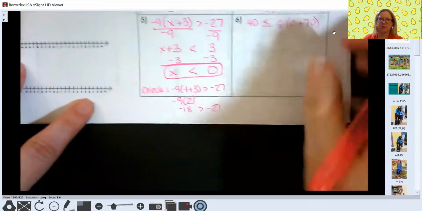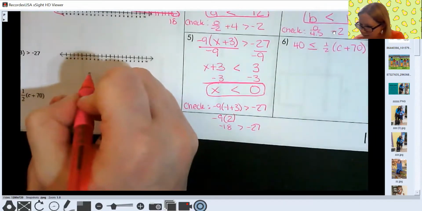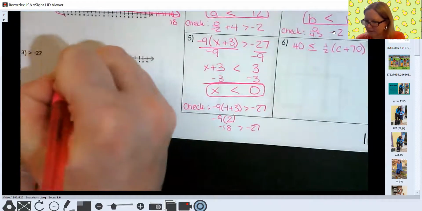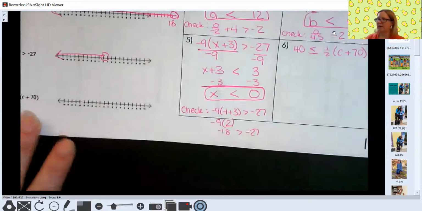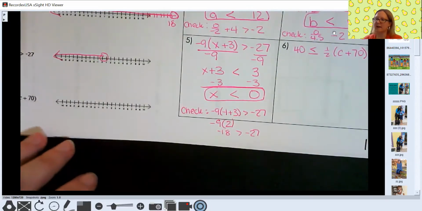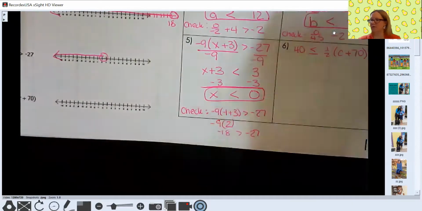When I graph that, I'm going to put an open circle on 0 and then shade to the left. Now, I said I'm going to look at that both ways. So let's say instead that you decided to apply your distributive property first. Let me show you what that would look like.